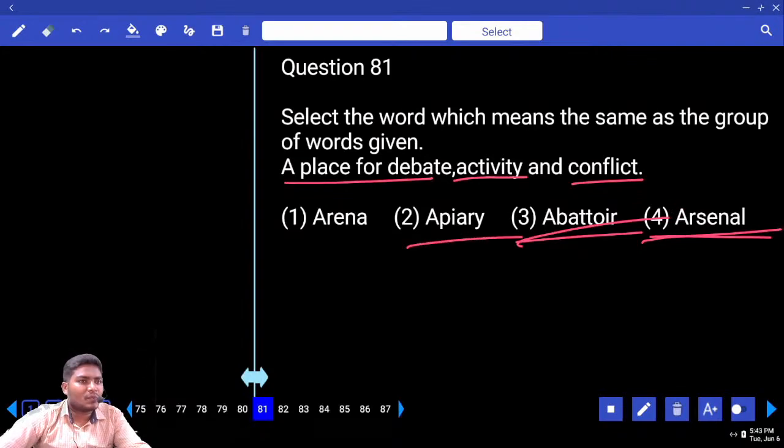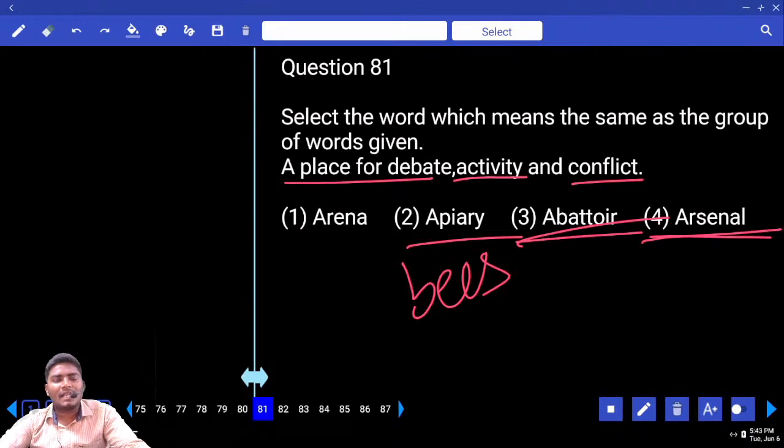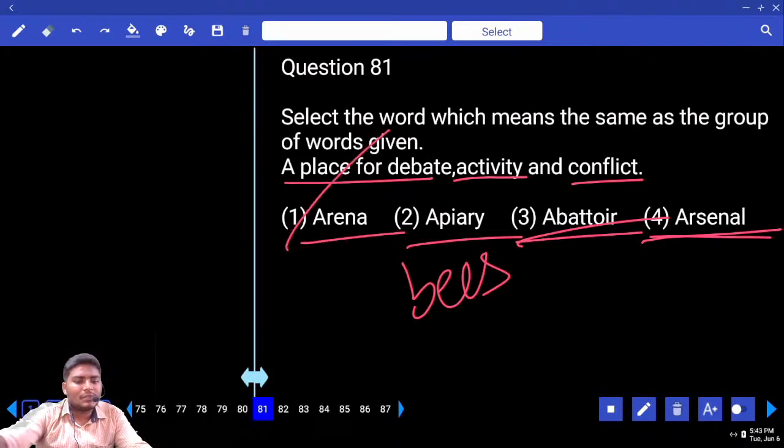Next word. What is the next word here? Apiary. What is apiary? Apiary is where bees are kept and grown. It is like horticulture. Okay, there is one more. Aviary. You know aviary? Where birds are stored and grown, that is called an aviary. Your answer comes with the arena. Arena is a place for debate, usually used in the political context.